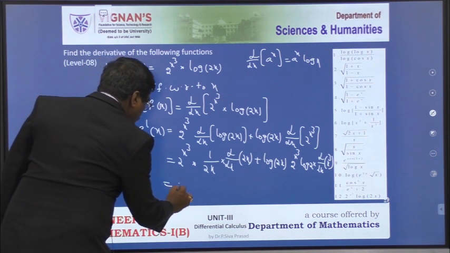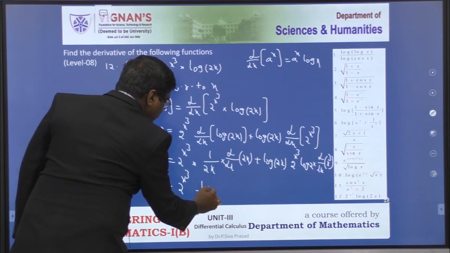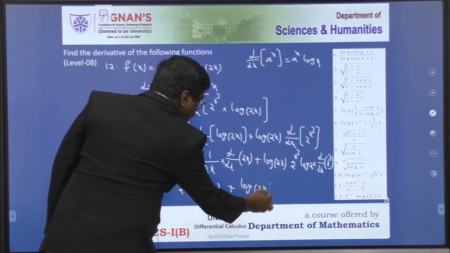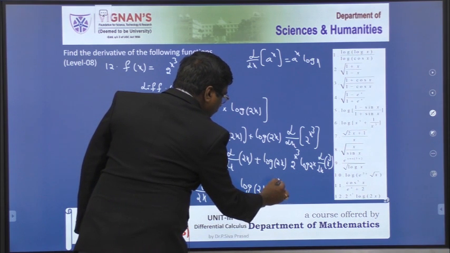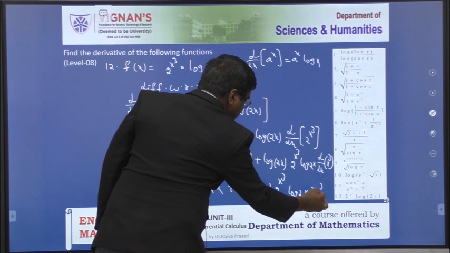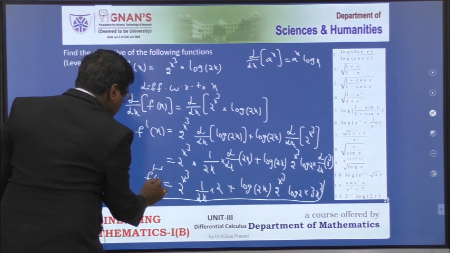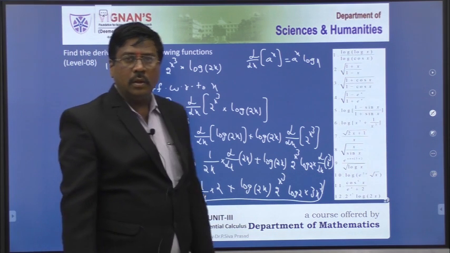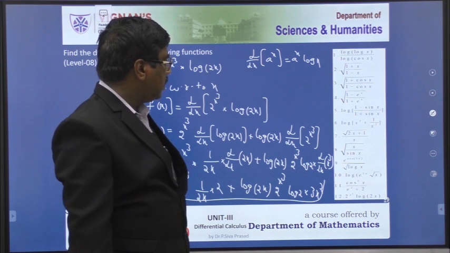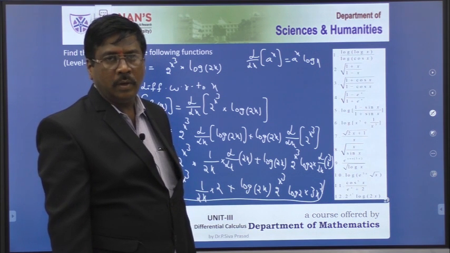Therefore, this is equal to 2 power x cube into 1 by 2x into d by dx of 2x, that is 2, plus log of 2x into 2 power x cube into log 2 into d by dx of x cube, which is 3x square. This is the final answer. This is f dash of x. All of you listen to this. So like that you can complete the 10th sum, 9th sum and 8th sum, and the 11th sum you have to perform in this way.